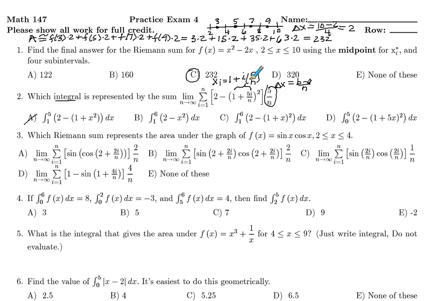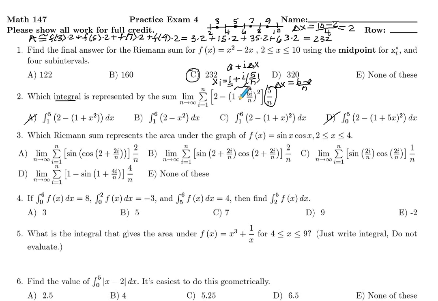And remember that the general formula for this is a plus i times delta x. So that means our a has to be 1. So this integral has to start at 1, and then it's 5 units between a and b, so it has to go from 1 to 6. Okay, that 1, that's our starting point. So that rules out this one because it goes 0 to 5. So now it's one of these two guys.